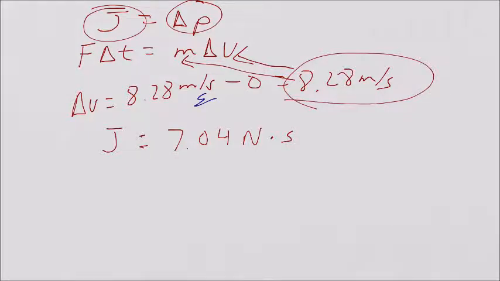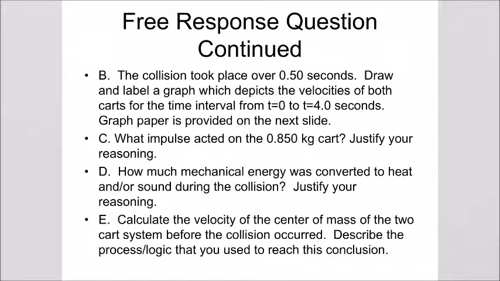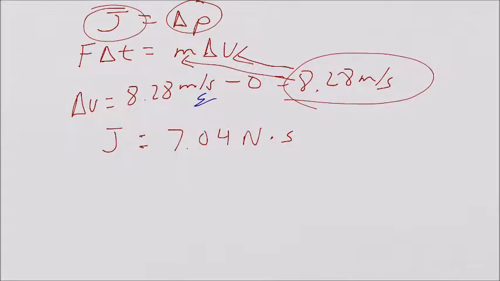So let's back up now and look at part D. How much mechanical energy was converted to heat and/or sound during the collision? Justify your answer. Again, let's go here to some blank space. Let's clear up the last problem for a second. So we want to know how much kinetic energy was lost essentially to heat or sound. So first of all, we need to know how much kinetic energy we started with. Remember that kinetic energy is equal to 1/2 mv squared.